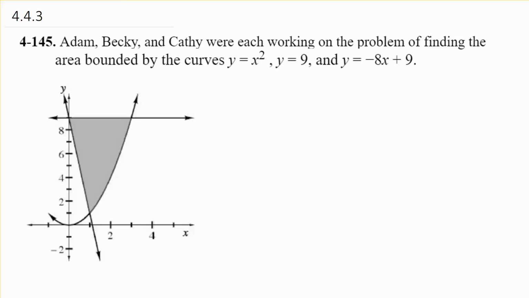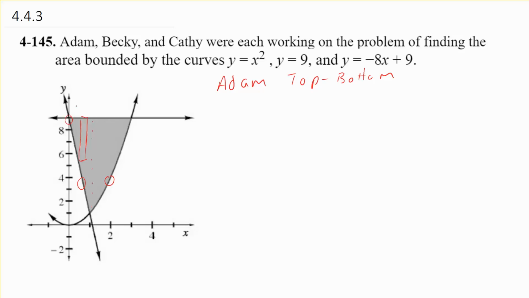Yesterday in class, I think Adam's strategy is the one that we're all familiar with. Adam says I'm going to use vertical rectangles, and I'm going to do top minus bottom. Now, what does Adam have to do? Similar to yesterday, area bound by three curves. The bottom actually changes. So he's got to find his intersections, of course.